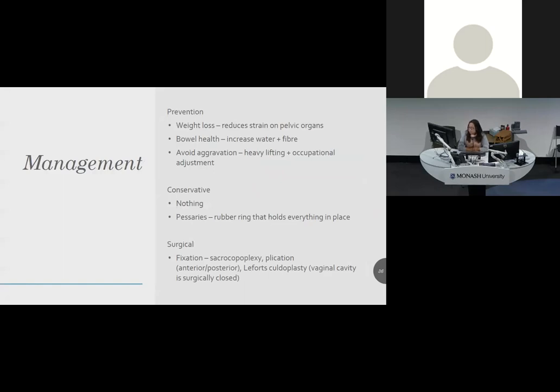In terms of surgical options, you can do fixation, so a sacrocolpopexy or plication, anterior or posterior, and a colpocleisis, which is basically where they close the vaginal cavity because the prolapse is so severe that they can't do anything else except close it off and hope that it stays closed.